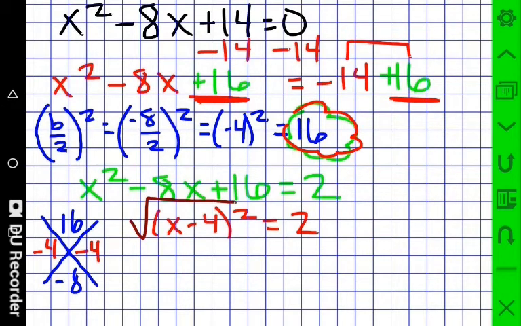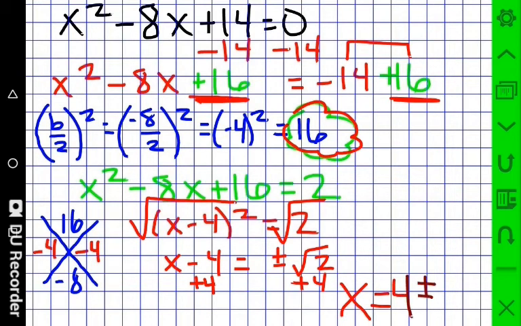Now I'm going to go ahead and square root both sides. X minus 4 is going to drop off. 2 is not perfect, so I'm going to get plus or minus the square root of 2. I'm going to add 4 to both sides, and my final answer is x equals 4 plus or minus the square root of 2.